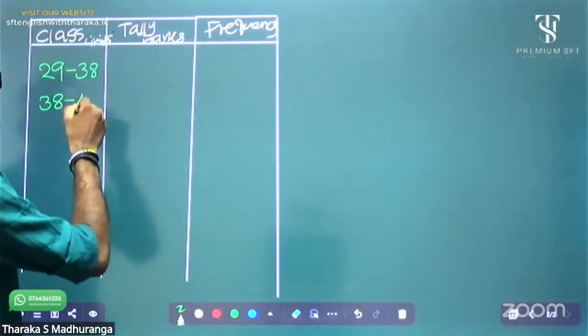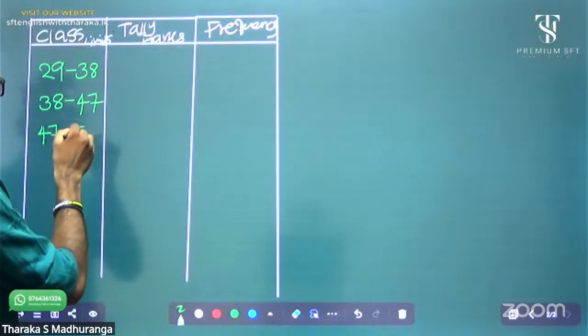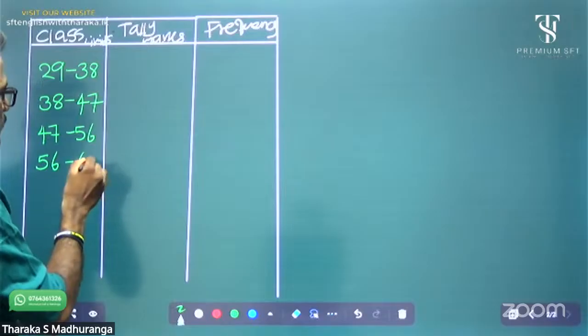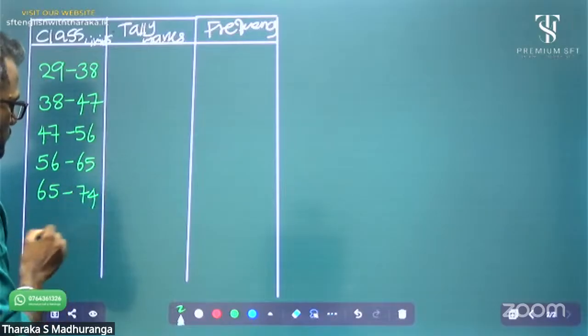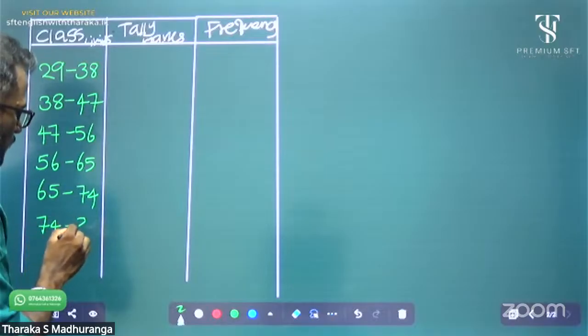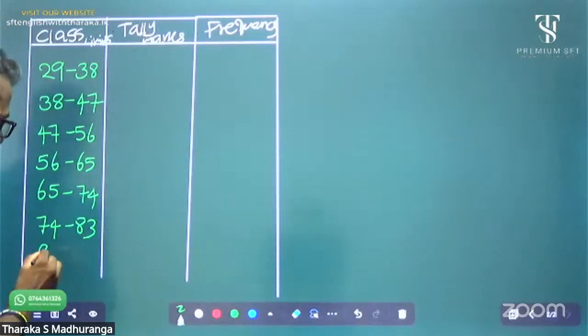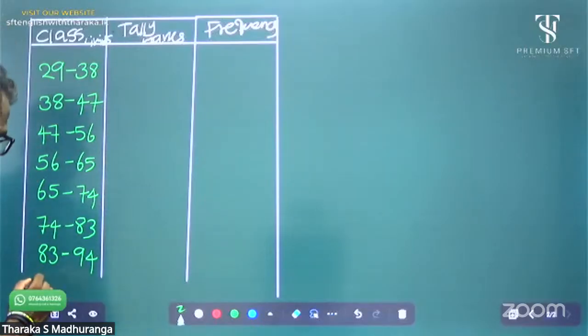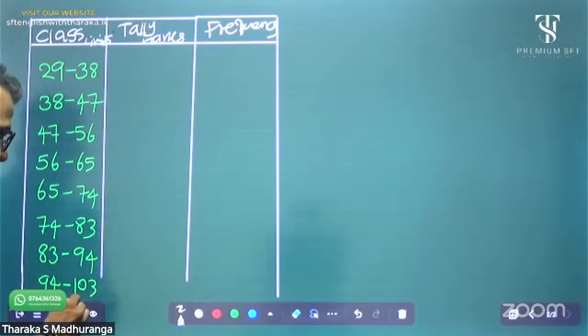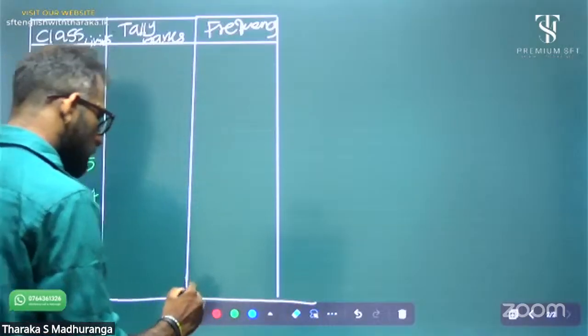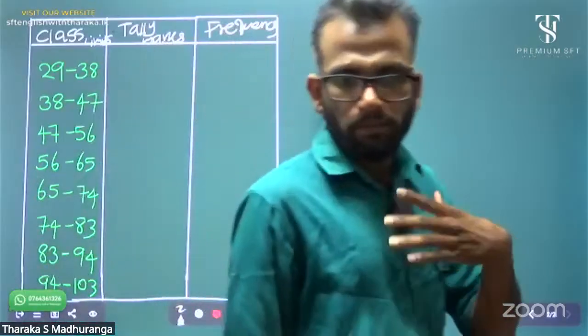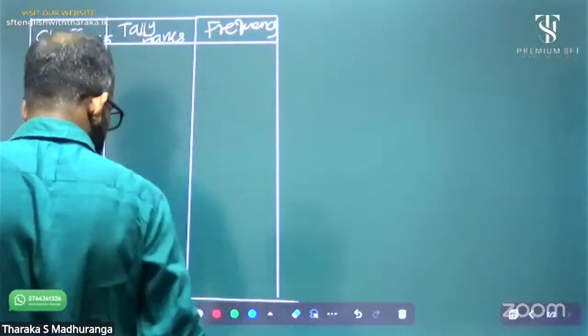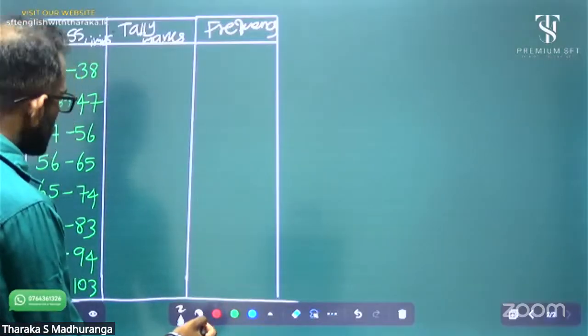Okay, 38, 47, 56, 65, 74, 83, 94, finally 94, 103. Okay, no problem. The maximum value 95, no problem. For 95, it has a class. Now it is 8 classes.